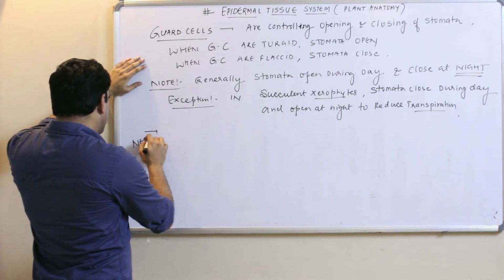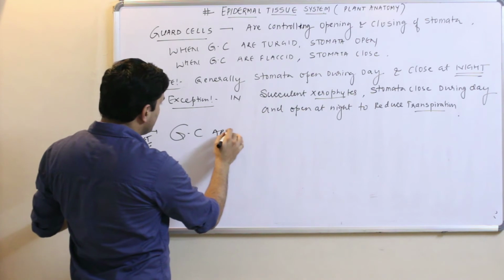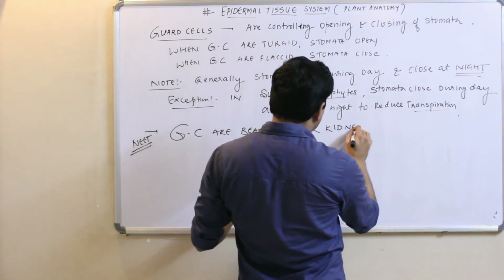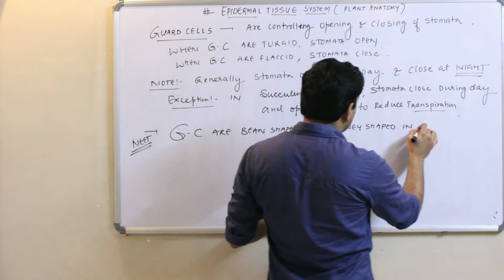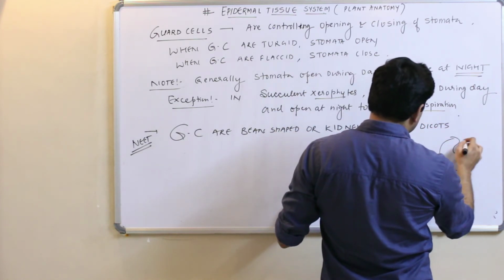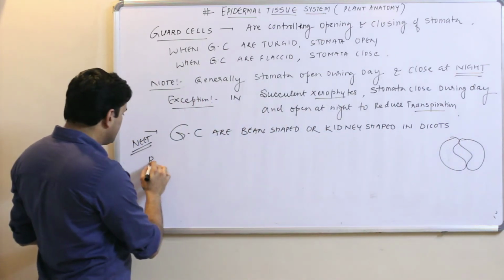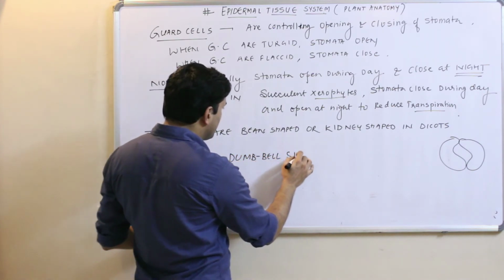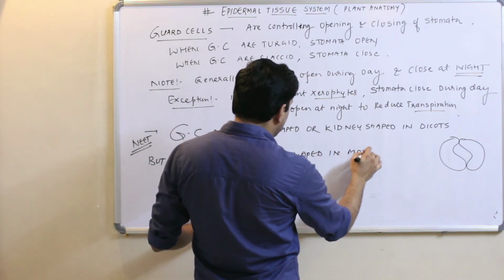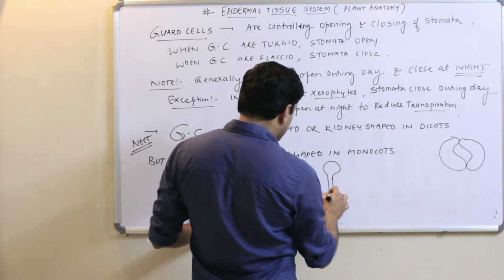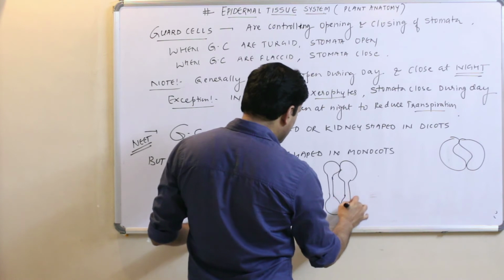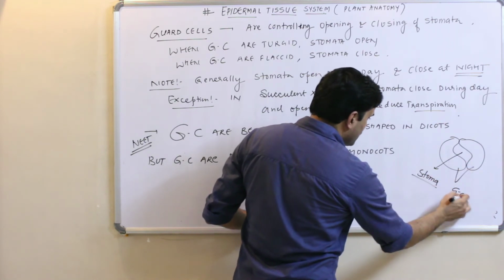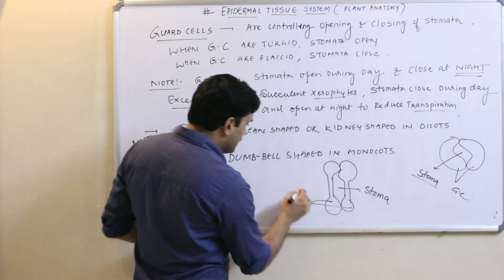And one more thing which is asked in exams: guard cells are bean shaped or kidney shaped in dicots, like this. But guard cells are dumbbell shaped in monocots, like this. So these are dumbbell shaped. This is the stoma and these are the guard cells. Here this is the stoma and these are the guard cells.